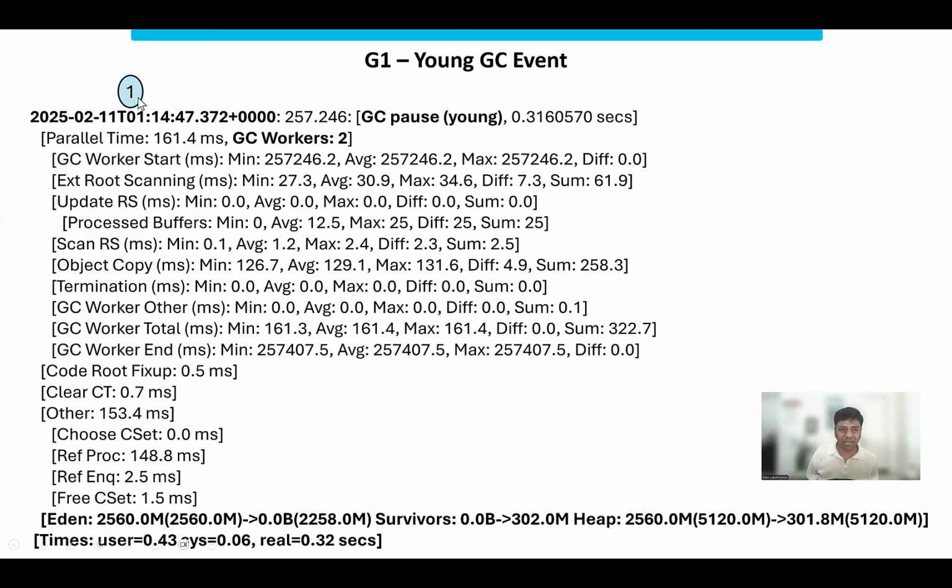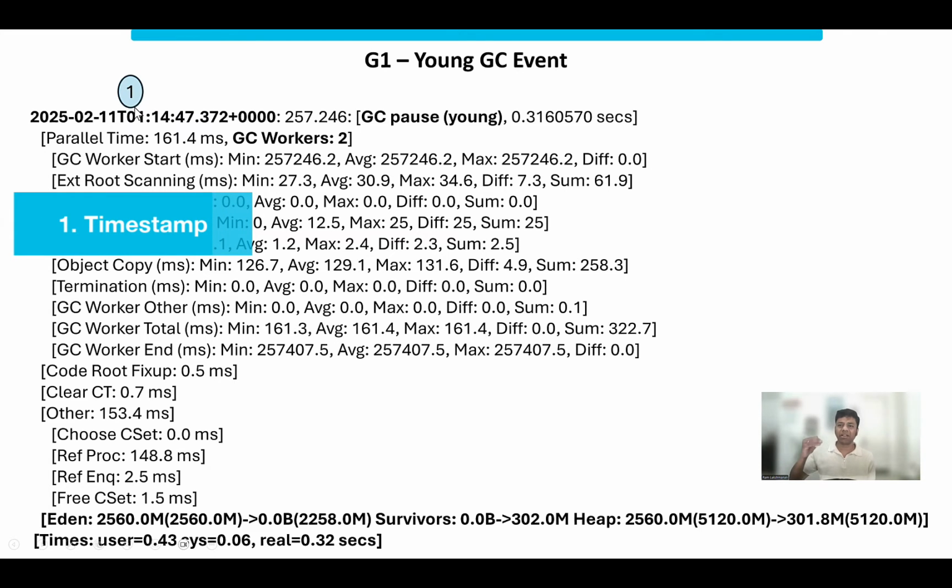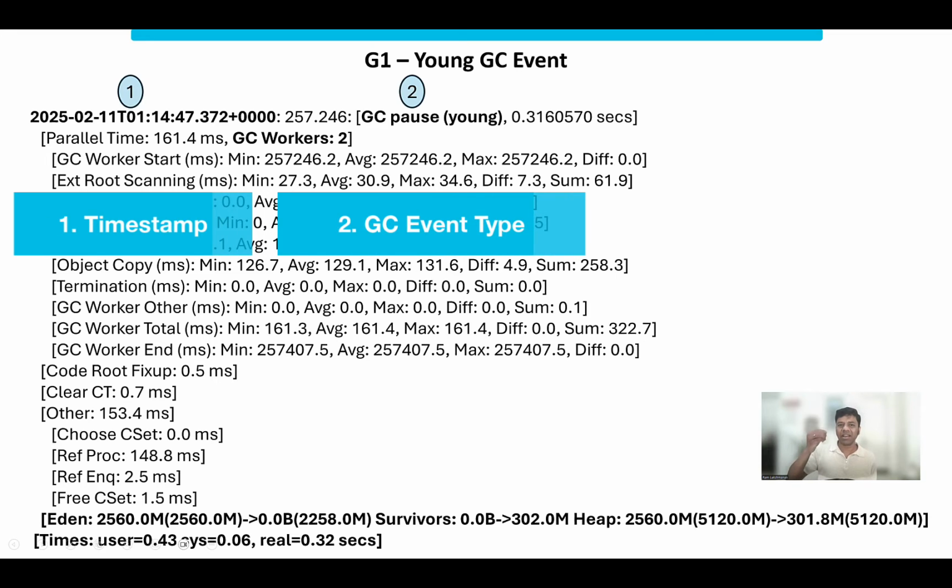The very first element reports the timestamp at which this GC event was triggered. So this GC event was triggered on 2025, February 11th, probably at 1:14 a.m. And the next information reports what type of GC event it is, whether it is a young GC or a full GC. The young GC runs only on the young generation, whereas the full GC runs on young generation, old generation, and as well as in metaspace.